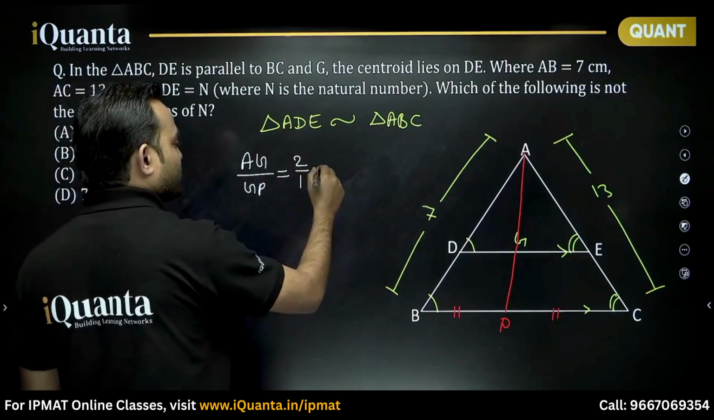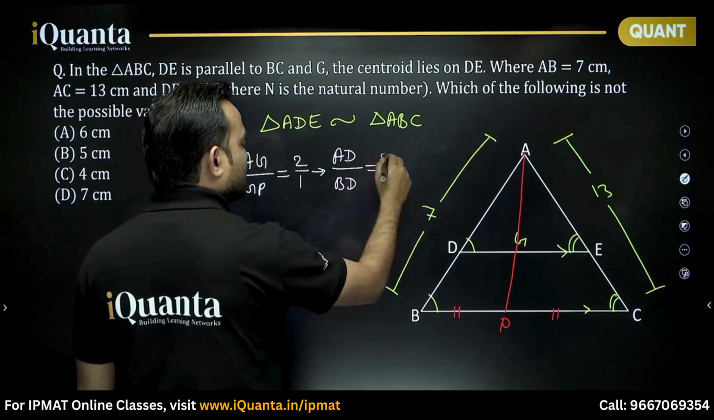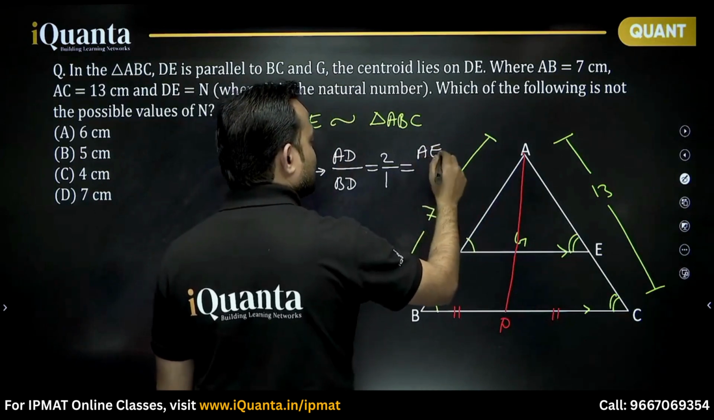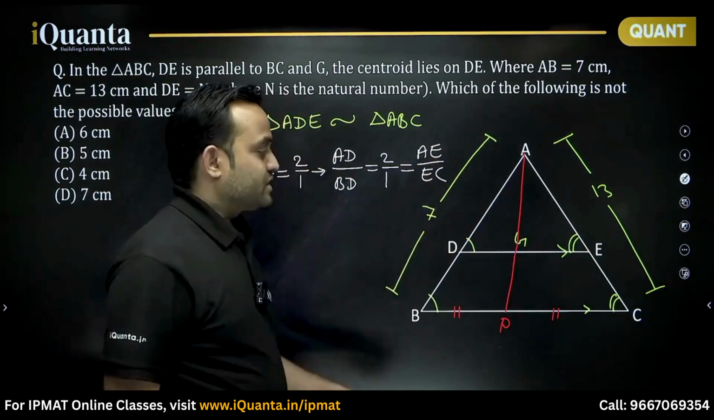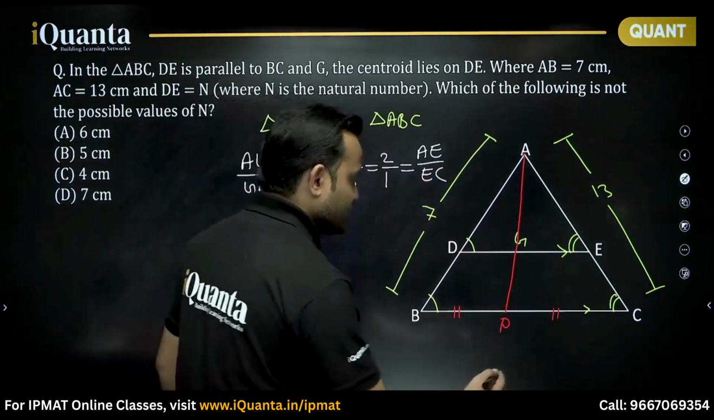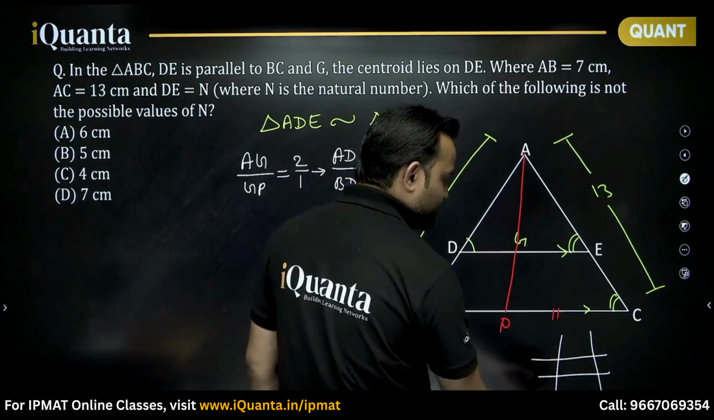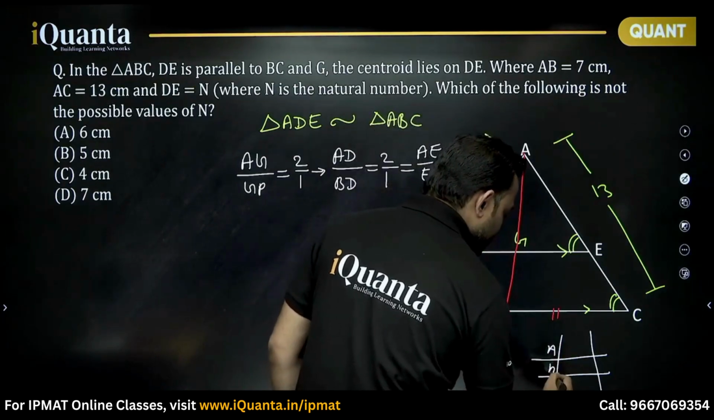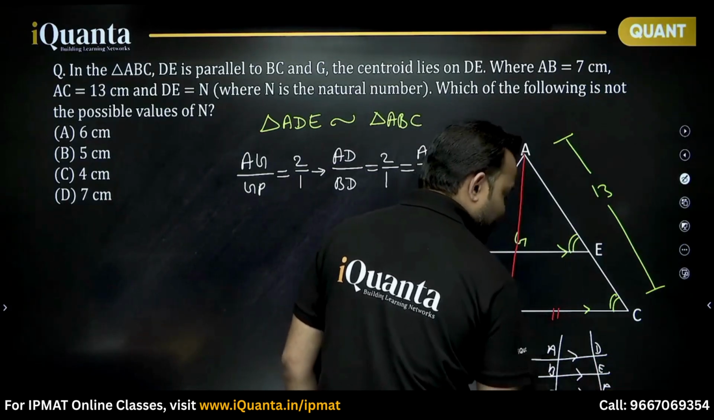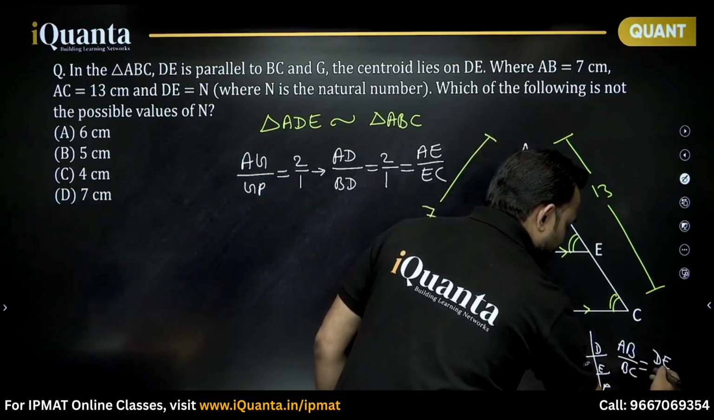So we can say AD upon BD is also equal to 2:1, which is the same as AE is to EC, right? Because line DE and BC are parallel. Whenever we have two or more parallel lines, the corresponding ratios are equal. Like if this is A, B, C and this is D, E, F, then if three lines are parallel, AB upon BC is equal to DE upon EF.